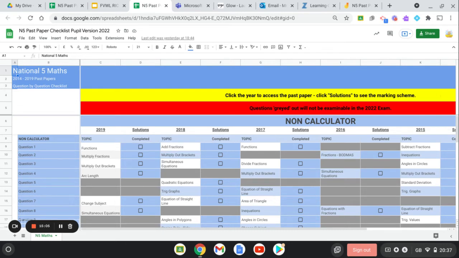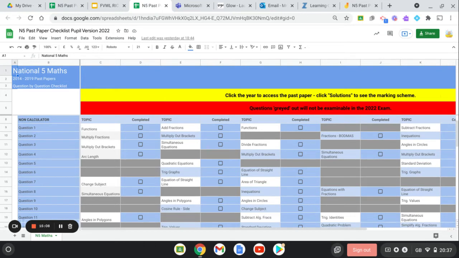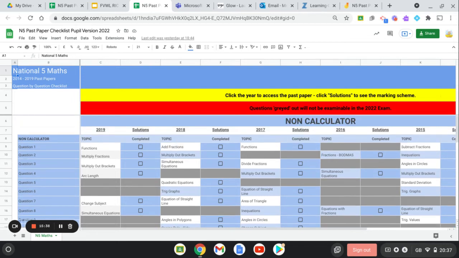The spreadsheet itself is very, very useful because it goes through and it tells you what topic each question covers, the topic it focuses on. And if we have a wee look at the 2019 paper question 5, question 6, it's been greyed out. The reason why it's been greyed out is because the SQA have decided that that's not going to be assessed in this year's assessment. So there would be no point spending your revision time on that. So these are past papers all the way up to 2019, starting from 2015.